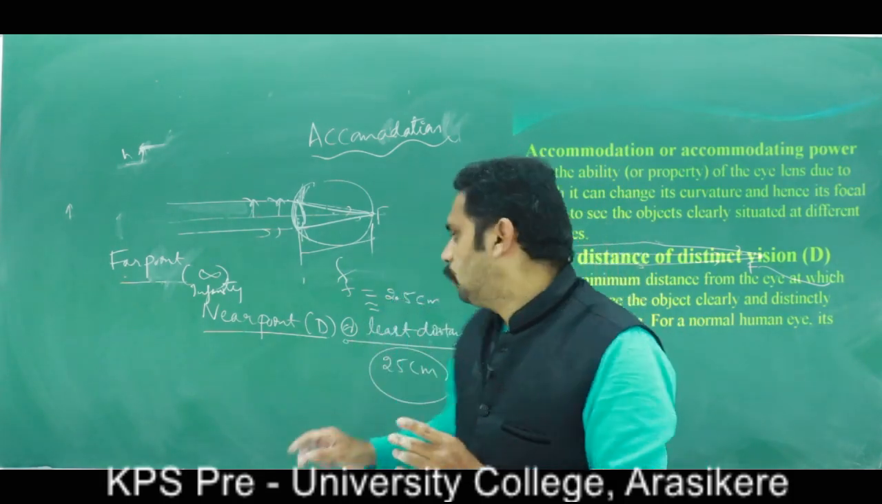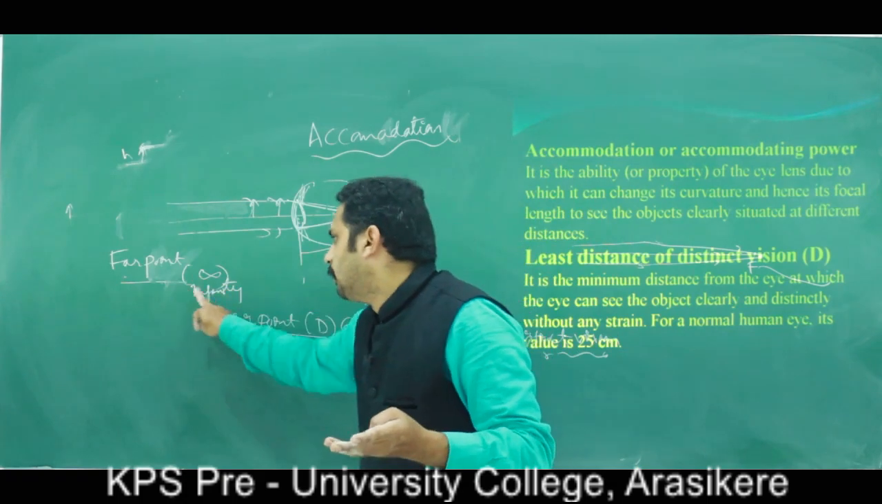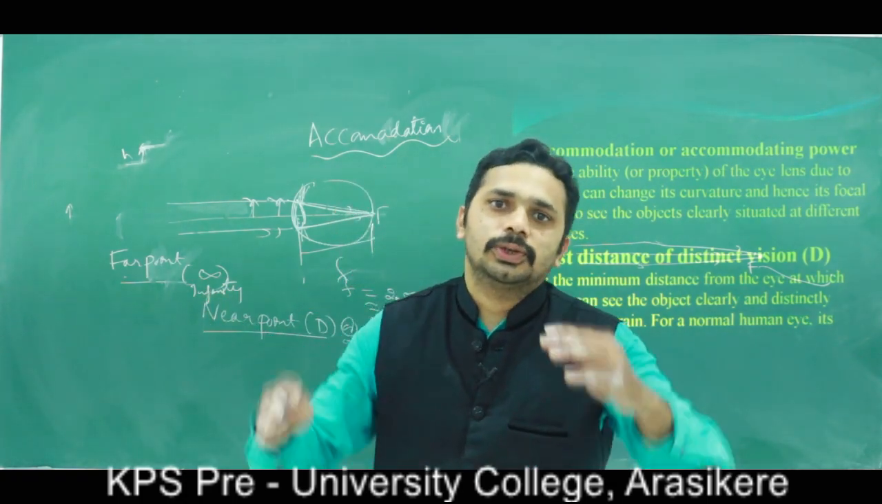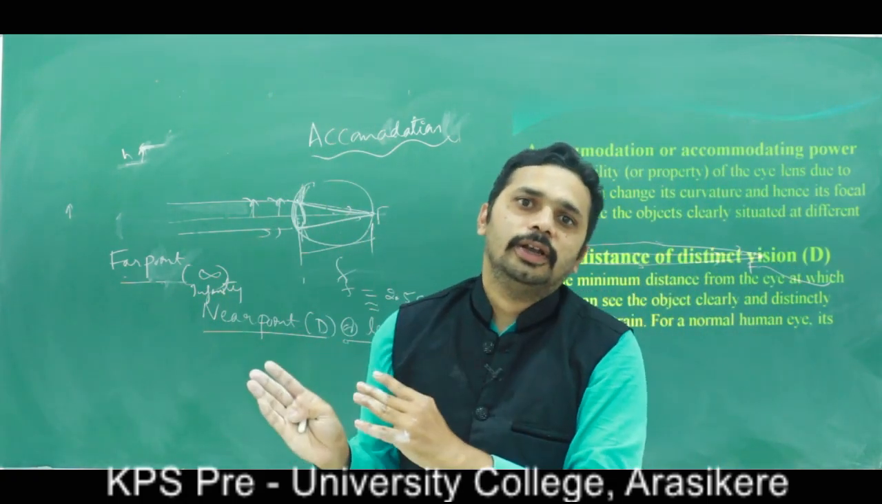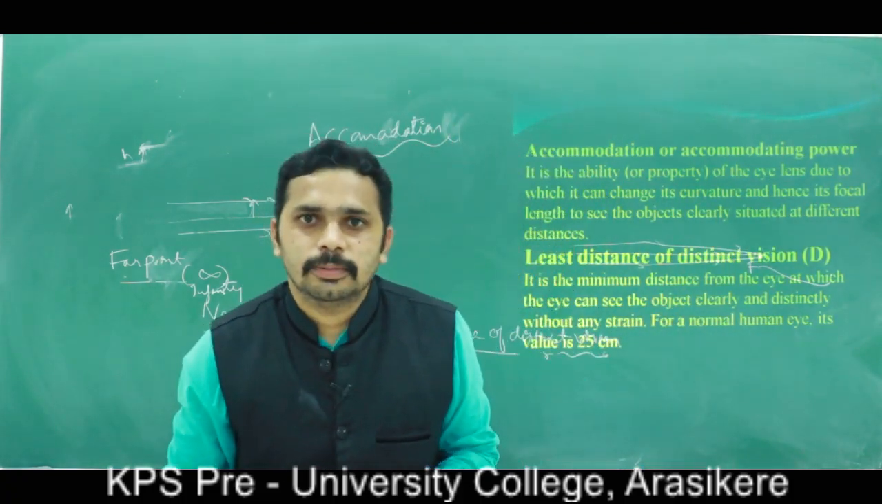What is the near point distance? For a normal eye, 25 centimeters. Near point means least distance of distinct vision. What is the far point distance? Infinity. Means to see the far point distance, infinity. Light rays are parallel, our eyes are relaxed. Okay, you got it? May I clear this?